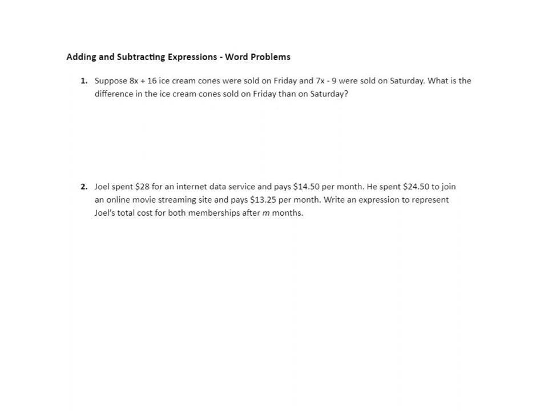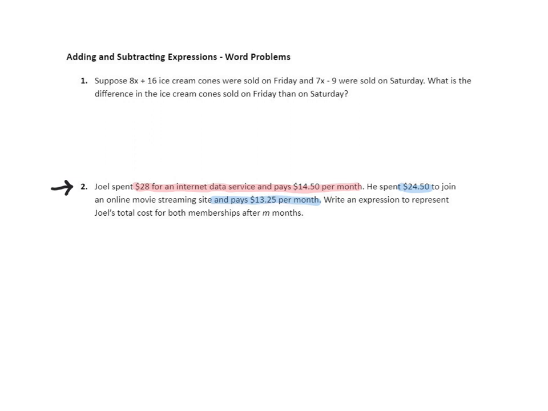Here's another real-world example of prices, and this time we're going to be finding a total cost. We'll be adding. So we're going to look at number 2 here, about Joel. Joel spent $28 for an internet data service and pays $14.50 per month. He spent $24.50 to join an online movie streaming site and pays $13.25 per month. Write an expression to represent the total cost for both memberships after m months.